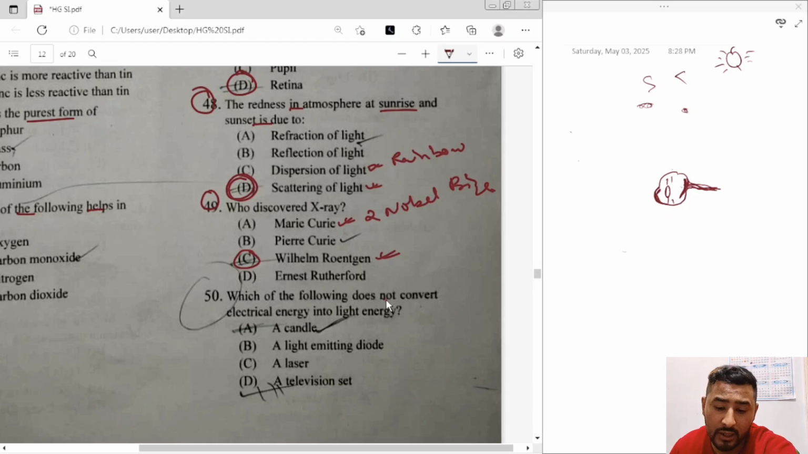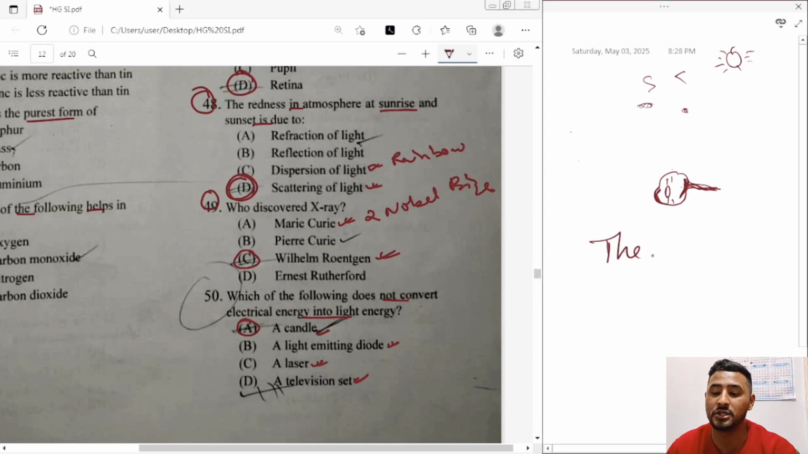Which of the following does not convert electrical energy into light energy? A candle, there's no electrical current, so a candle will not convert electric energy into light energy. The rest, an LED converts electric energy into light, and a laser and a television also do. So we have come to the end of this question series.